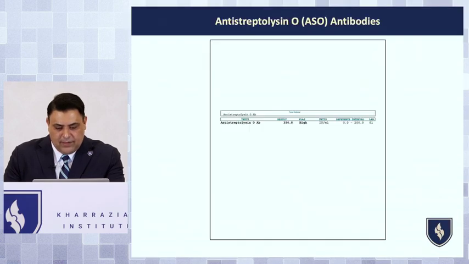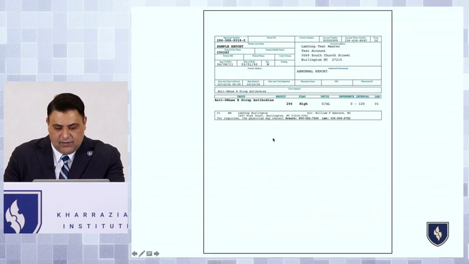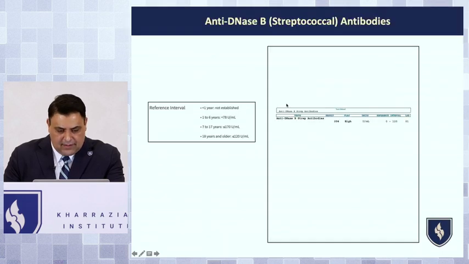Now, one of the things is if a kid has immediate onset of neuropsychiatric symptoms and they see these streptococcal antibodies. So these antibodies here, these are the antibodies. They can be elevated even a year after the initial infection, so you have to be careful with that. But these are the antibodies that cross-react with the basal ganglia. Anti-DNase B streptococcal antibodies go up in strep infections, and these are the antibodies that cross-react with the basal ganglia.